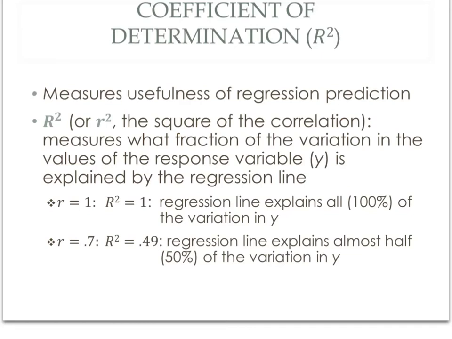So for that, we use R squared, the coefficient of determination. And it actually is R, the correlation, squared. So if we square the correlation that we get, that will tell us what fraction of the variations in the response variable values are explained by the explanatory variable we've used for our regression line.